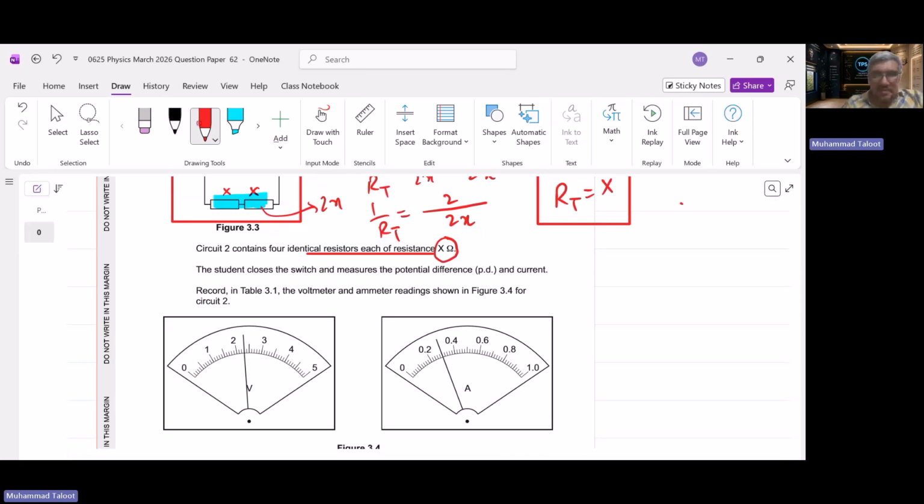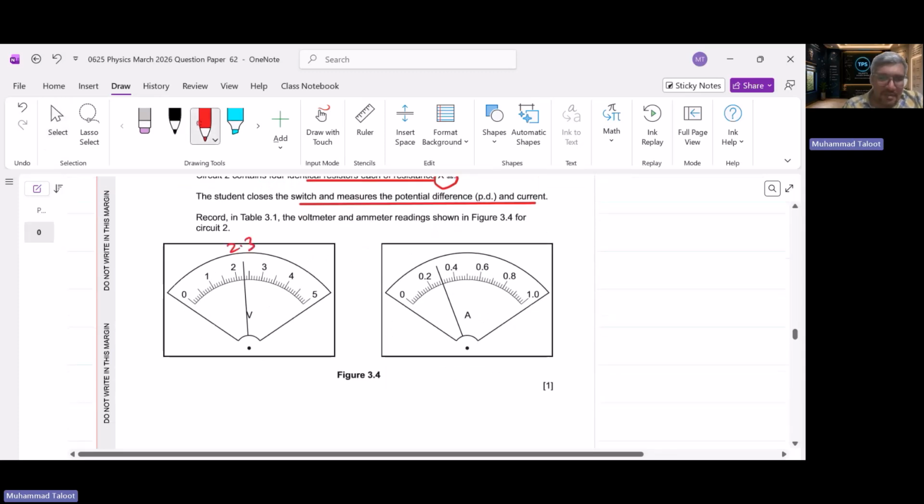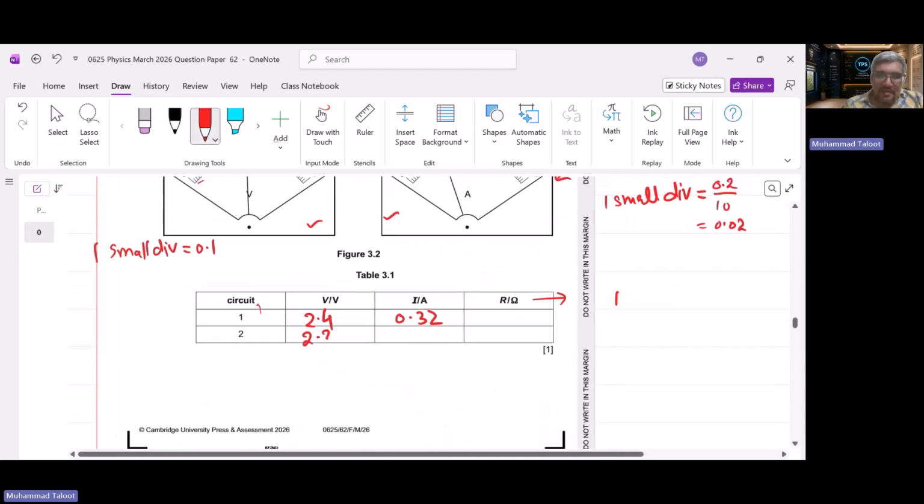The student closes the switch and measures the potential difference and current. So you have to record the values, again the same thing. So here I'm having 2.3. Here it is 0.3. Okay, I record these values here. It is important. 2.3 and 0.30.